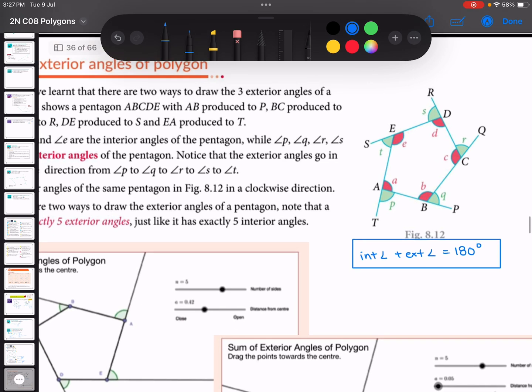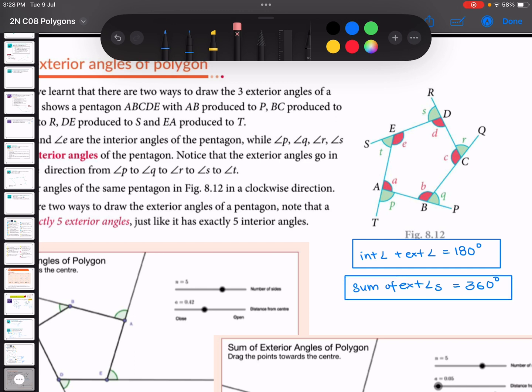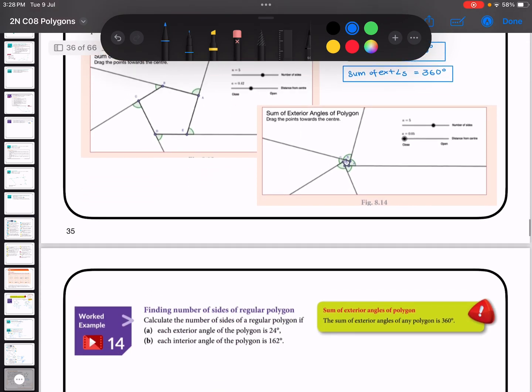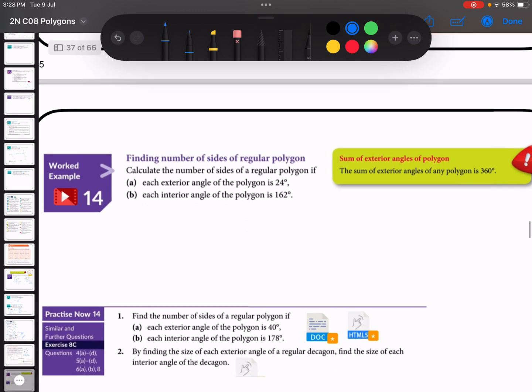Why? If you actually draw this out and you cut them, the exterior angles will form one circle. Really, the exterior angles will form one circle nicely. So, the sum of exterior angles, no matter how big or small the polygon, will give you 360 degrees. Draw it properly. This one is the easier one, really easy. There are some apps that you can play with. I'll show you when I get back. Show you how we put this together.